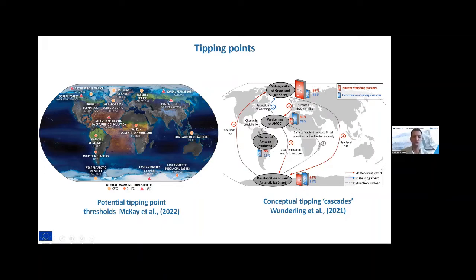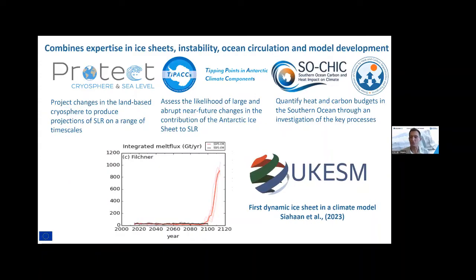So what we're hoping to do here is start looking at this in a more rigorous model-based fashion. And to do that, we've drawn together expertise from a number of really relevant projects. So each of these aspects has been looked at in some detail recently by European or UK research groups in large coordinated projects. And most of these are ongoing.